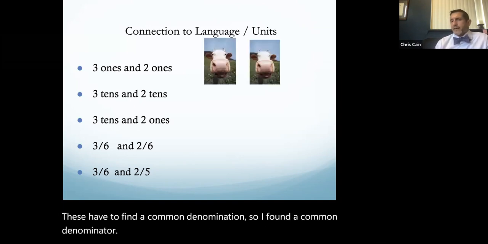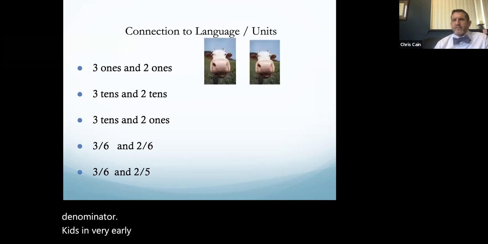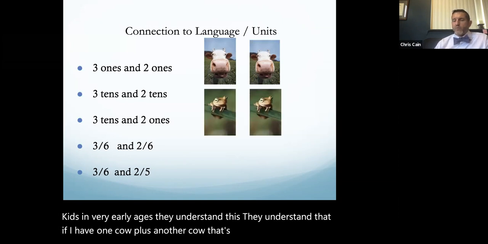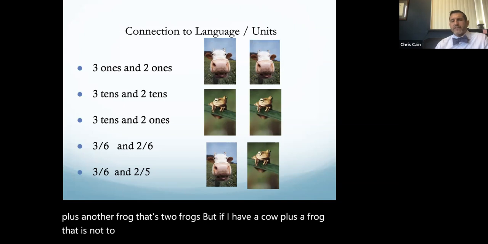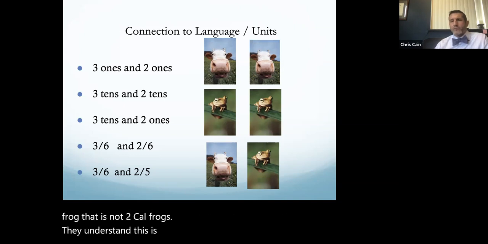Kids in very early ages, they understand this. They understand that if I have 1 cow plus another cow, that's 2 cows. If I have 1 frog plus another frog, that's 2 frogs. But if I have a cow plus a frog, that is not 2 cow frogs. They understand this as 2 animals, 2 living things. Language and units matter.